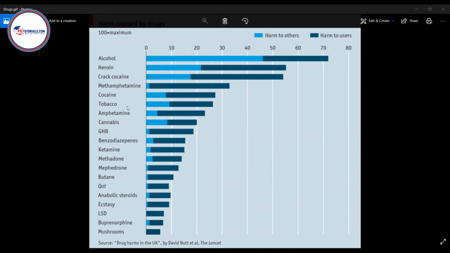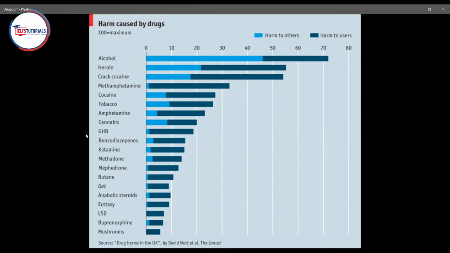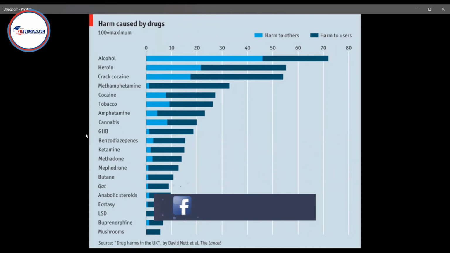On the y-axis, we have various drugs: cocaine and tobacco and butane and whatnot, alcohol. As I told you, the extra information, the colors, the shades, you call them information box or legend: harm to others and harm to users. I see only two colors. It's very difficult to distinguish, so I may call them light and dark color. And harm caused by drugs is the title. 100 is maximum. I don't know what it is.